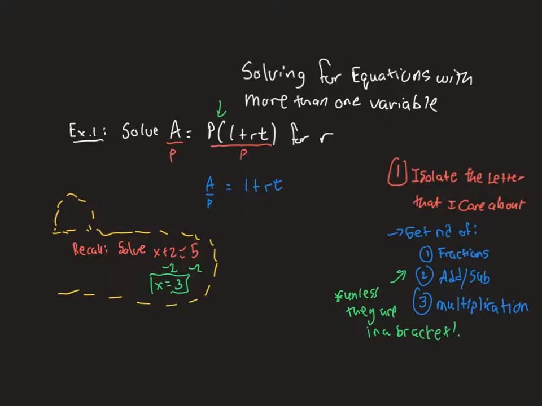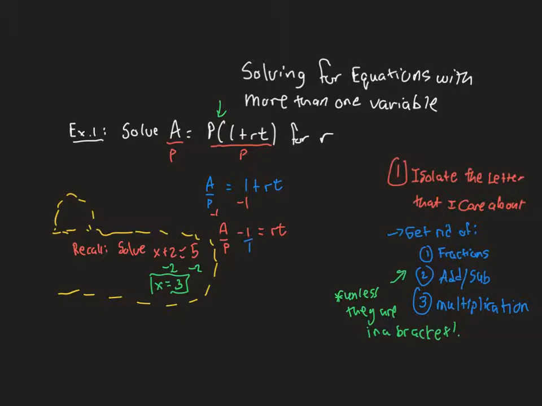So to get rid of it, we're going to subtract 1 from both sides, which will leave you with A over P minus 1 is equal to RT. Now, before getting rid of the last one here, I want to put these as common denominators mainly so that I can make this look nicer. So let's get these as common denominators.